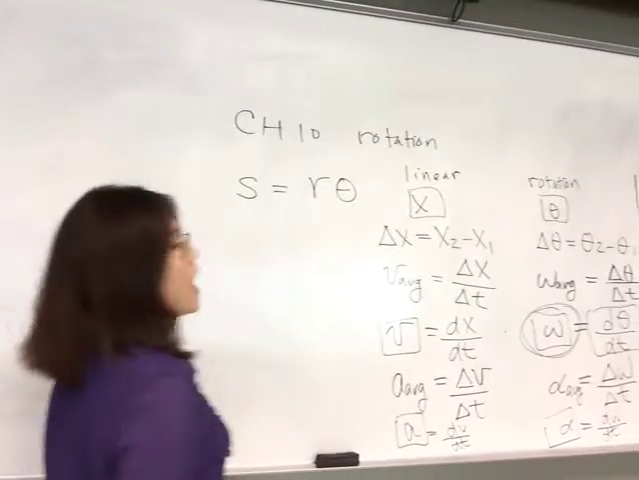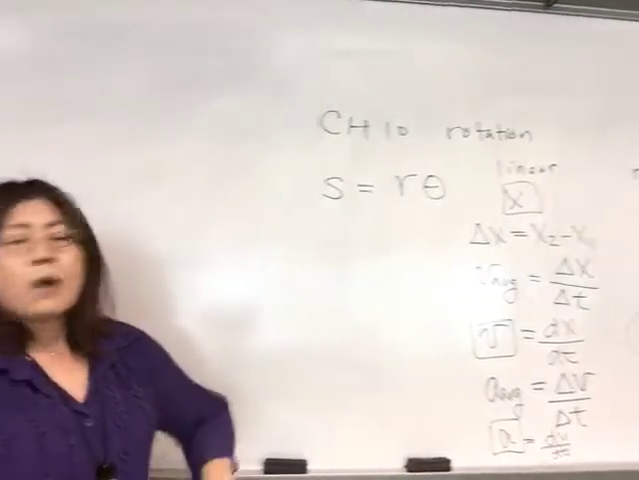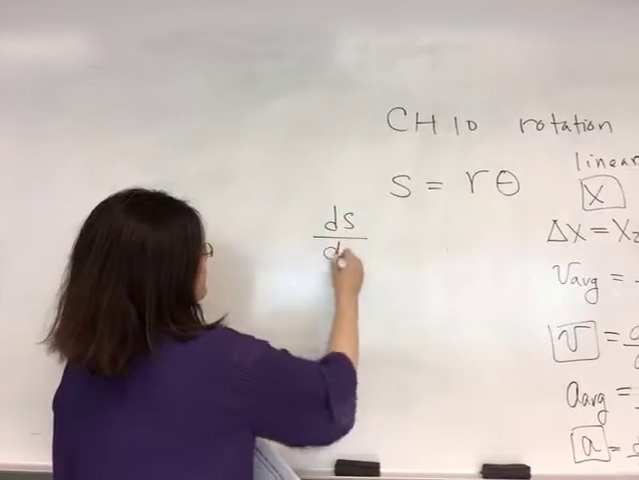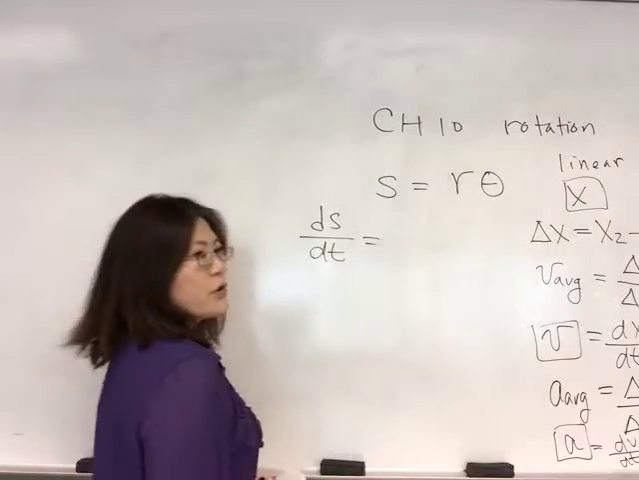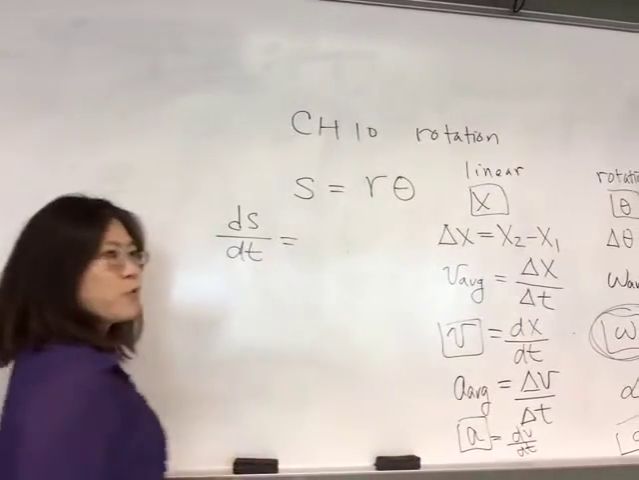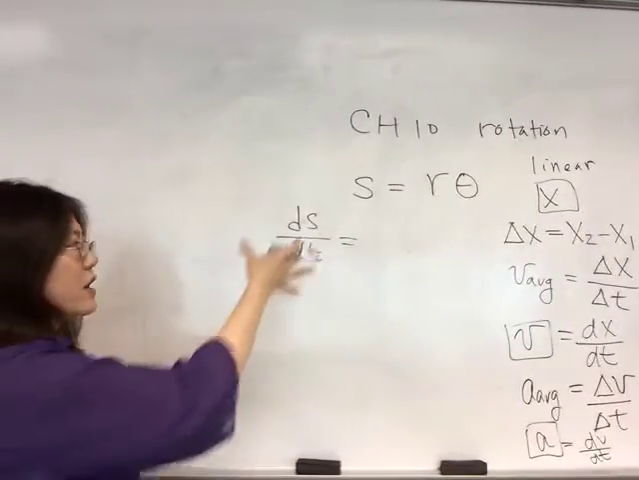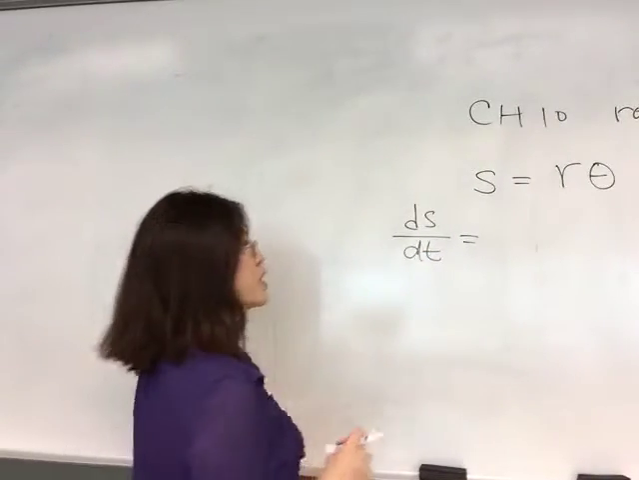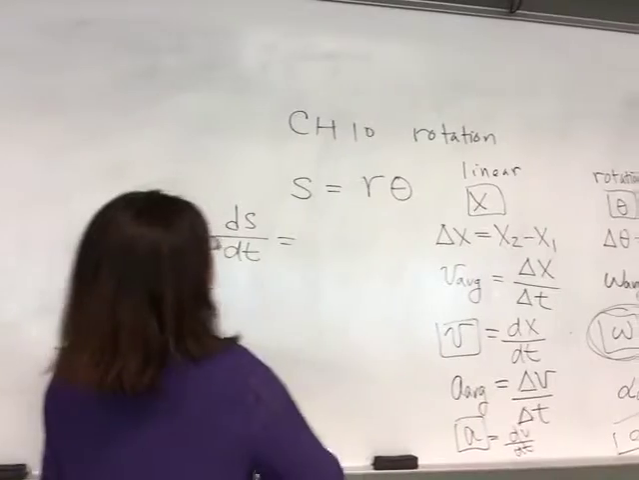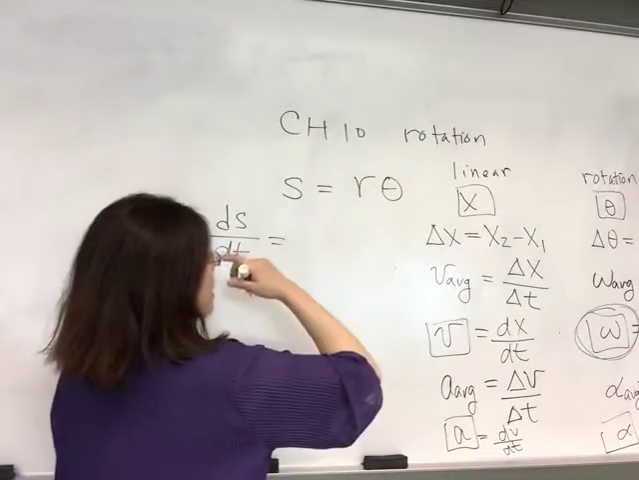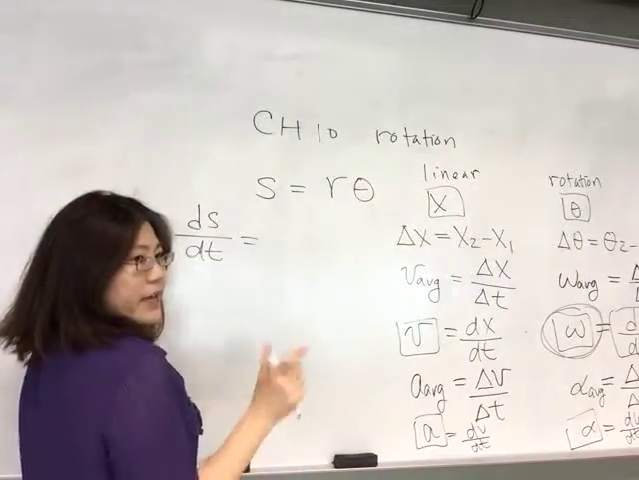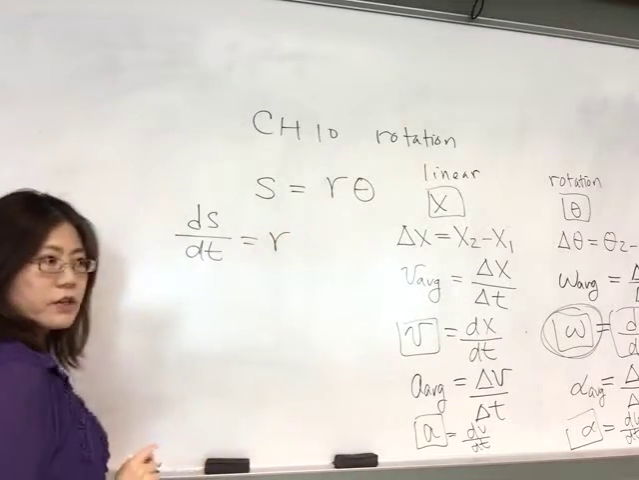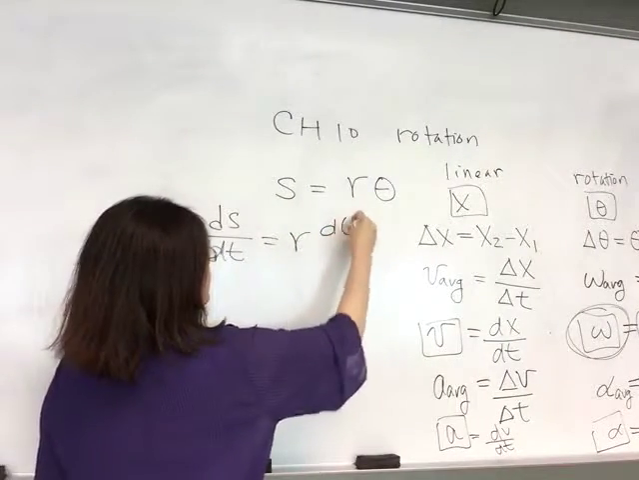If we take the time derivative on both sides, so you have ds over dt, and that's equal to... again, this is just for information, so you don't have to follow this procedure if you don't quite follow it, but it's the end result that you need to know. Okay, so if we take the time derivative on both sides and keep the radius r as a constant, then you have your d theta dt.